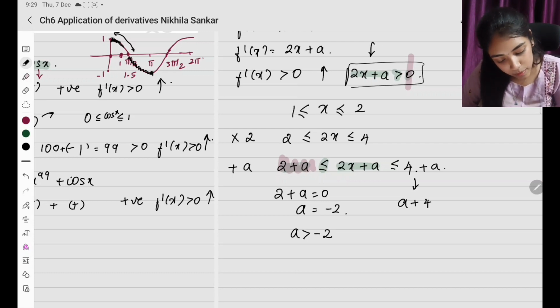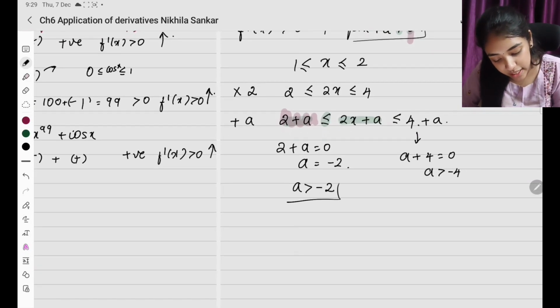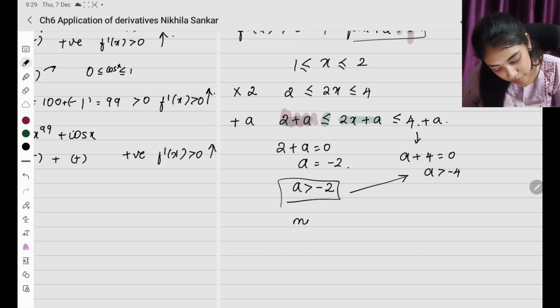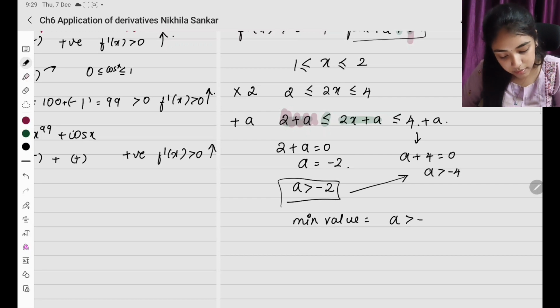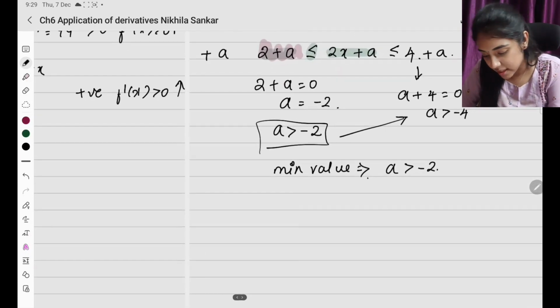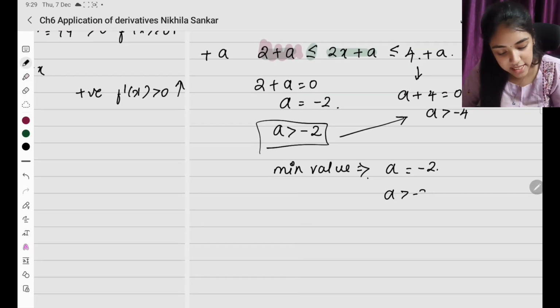I have a plus 4 equals 0. A is greater than minus 4. So if the value is greater than minus 2, it is automatically greater than minus 4. So what is my minimum value? Minimum value is going to be a greater than minus 2. Okay, so this is my final answer. The least value is going to be a equals minus 2. So basically, which means a is greater than minus 2.